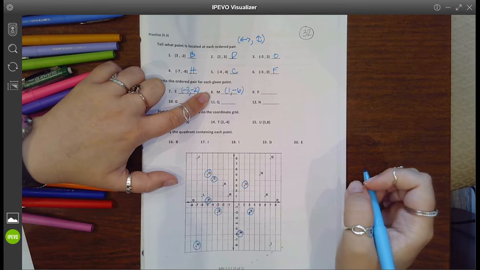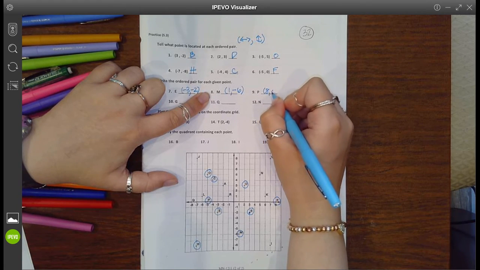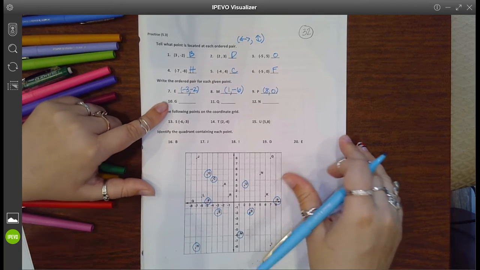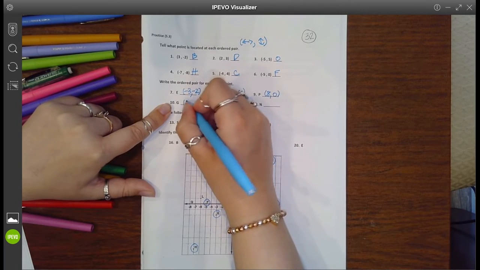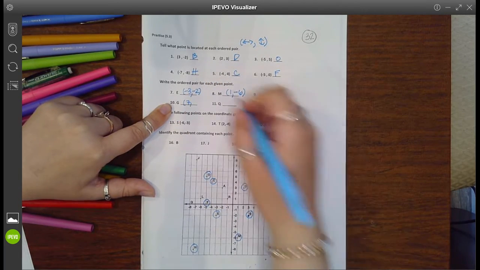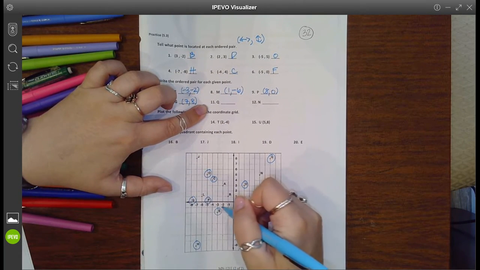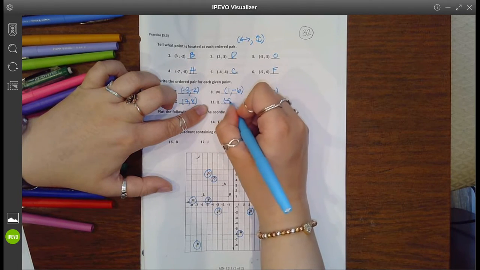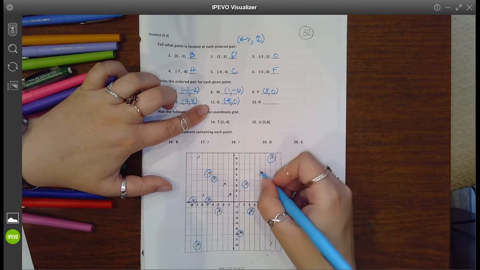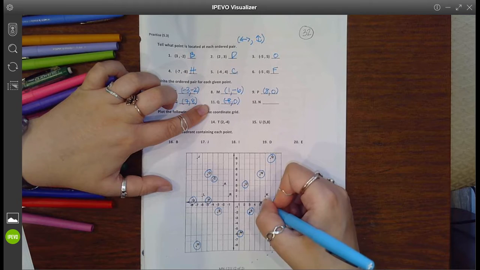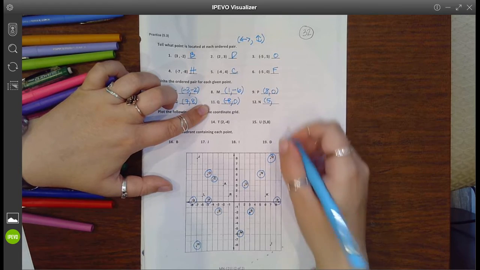P is right here. That went over 8, up nothing, so (8, 0). Then G is right here. It went over 7, so +7, and then up, so positive again, 8. Q is over here. It went to the left, so -8, and then up, nothing, so 0. N is right there. It went to the right 5 and up 1, 2, 3, 4, 5.